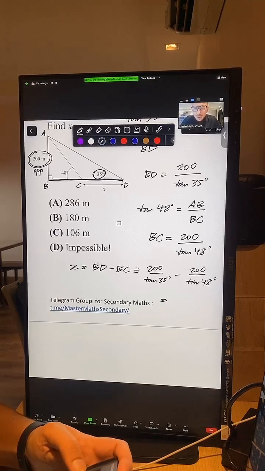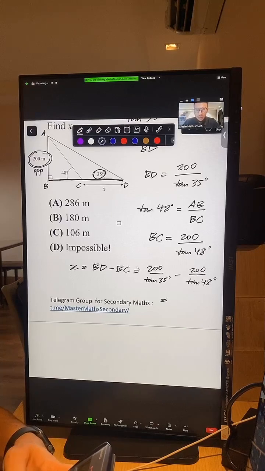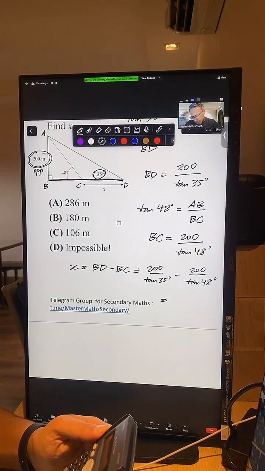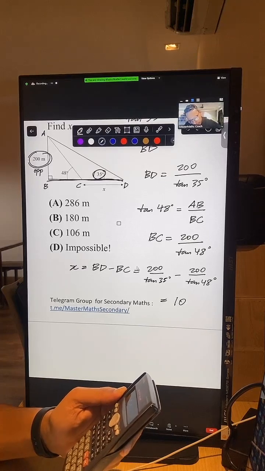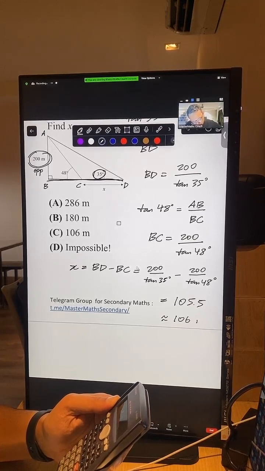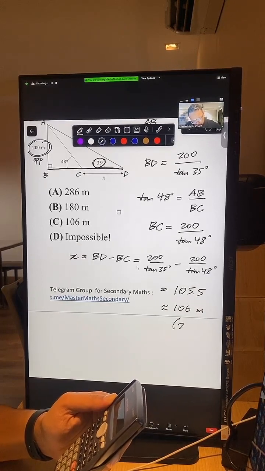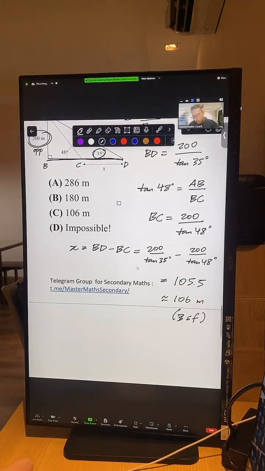Did I set it to the right mode? Make sure it's set to degree mode. Minus 200 tangent over tangent 48. Okay, so my answer will be 105.5, which is 106. Three significant figures, right? So final answer 106 meters.